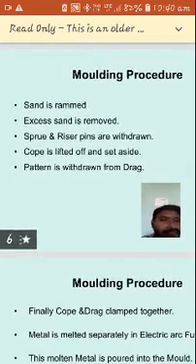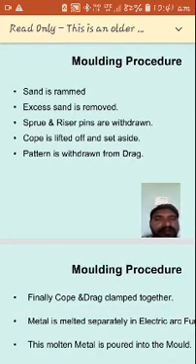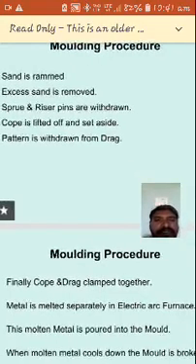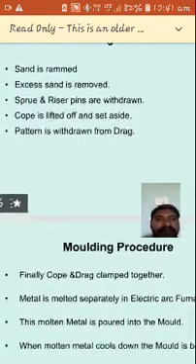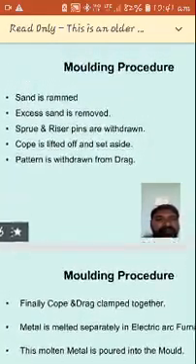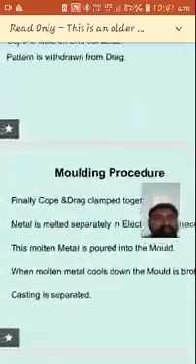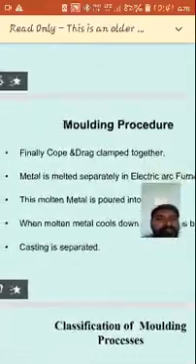Before that, the drag as well as the cope are kept one over the other. Now the cope is separated, the two are separated. Then you can withdraw the pattern. The pattern is withdrawn from the drag. Finally the cope and drag are clamped and put together.